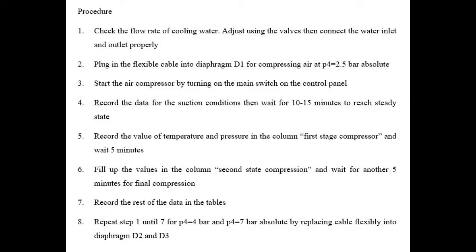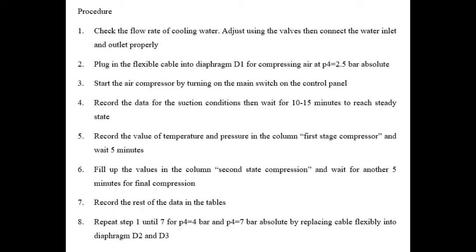For the procedure part, we explain step by step how to conduct the experiment from step 1 until step 8. For procedure, step 1, check the flow rate of cooling water, adjust using the valves, then connect the water inlet and outlet properly. Step 2, plug the flexible cable into the diaphragm D1 for compressing air at P4 equal to 2.5 bar absolute. Step 3, start the air compressor by turning on the main switch on the control panel. Step 4, record the data for the suction conditions, then wait for 10 to 15 minutes to reach steady state.